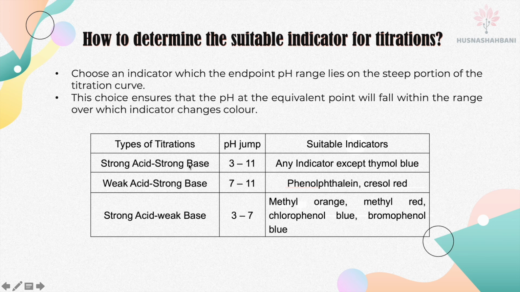For strong acid, strong base, any indicator will be suitable except thymol blue. For weak acid, strong base, the color change of the indicator must be between pH 7 and 11, which is phenolphthalein or cresol red. For strong acid, weak base, the pH jump is between 3 and 7, because we know that the equivalence point is less than 7 for strong acid, weak base. So the suitable indicators are methyl orange, methyl red, chlorophenol blue, and bromophenol blue.